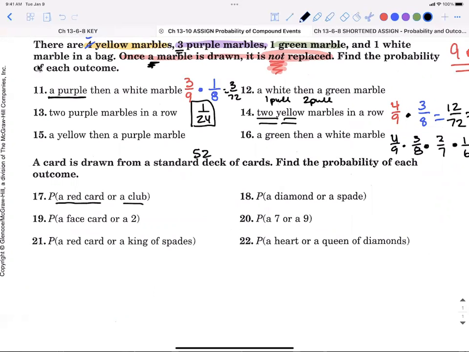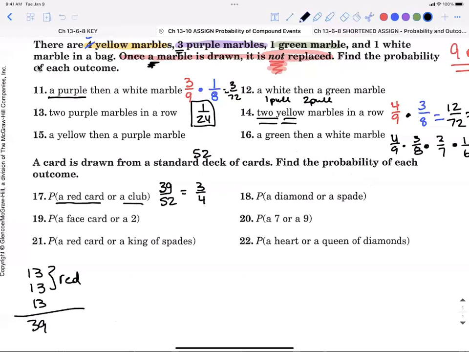Well, how many red cards are in a deck of cards? That's diamonds. There's also hearts. So that's 26. How many clubs are there? 13, right? Because you have 13 diamonds, 13 hearts, those are both red. Then you have 13 clubs. So what is the probability? Add that up, you would be 39. So you would have a probability of 39 over 52, which reduces to 3/4, because 3/4 of the deck is either red or a club. That leaves just spades that you can't pull, okay?